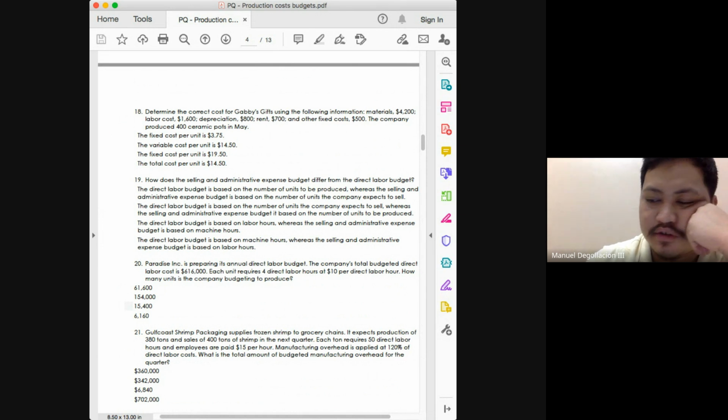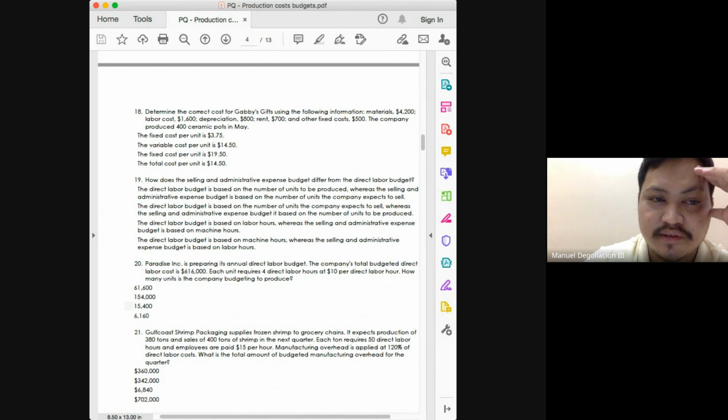First choice here is fixed cost per unit. Let's get our total fixed cost first. Our total fixed cost here would be composed of our depreciation of 800, and then our rent of 700, and then other fixed cost of 500. So our total fixed cost would be 2,000, and then divide by the number of units of 400. That means on a per unit basis, fixed cost is 5. Okay, so that eliminates the first and the third choice.